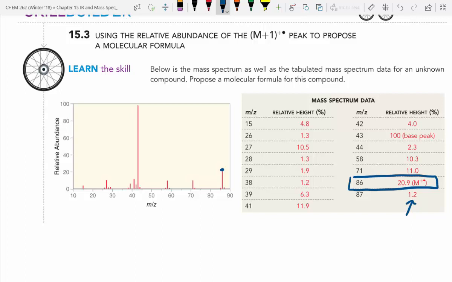Before we do any math, though, I always stop and ask myself, do you think there are going to be any nitrogens in here? What do you guys think? So we look at our parent peak and we'd say, all right, it's 86, it's even, so it's got to have an even number of nitrogens if it has any at all. So it's either got to have 0, 2, 4, 6, or so on, but it's really, really unlikely that it has just one nitrogen in there. All right, so we know that. Let's try to determine how many carbons we have and go from there. So I'll give you guys a minute to work on this.